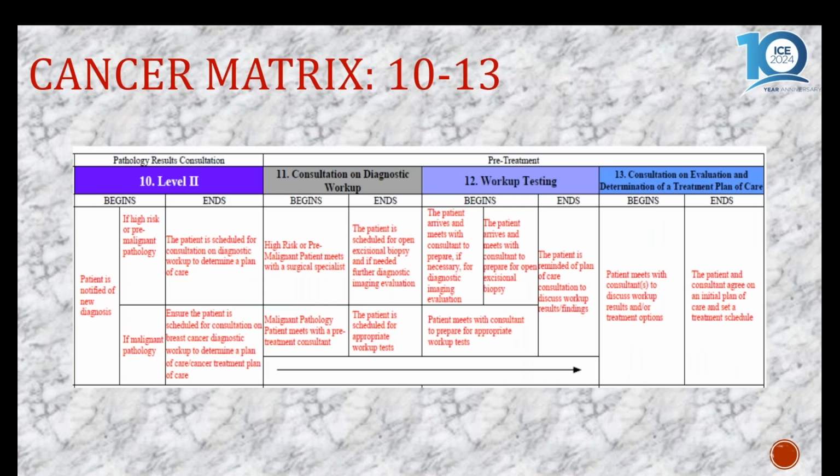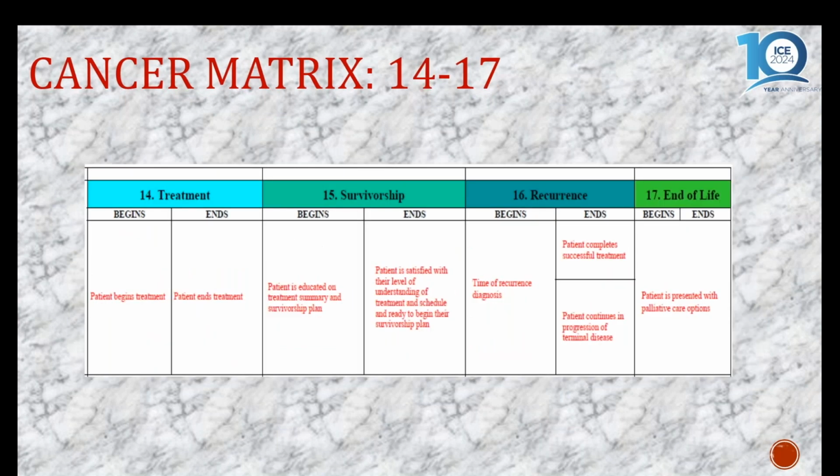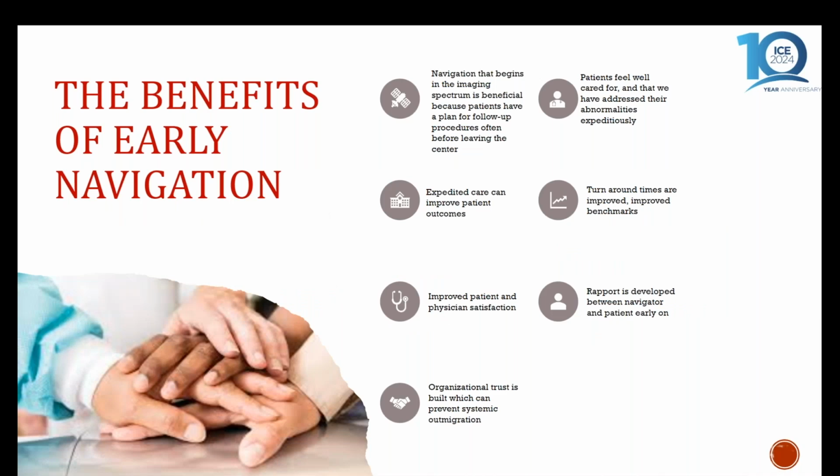And now we start with the cancer matrix: pathology results, consultation on the diagnostic workup testing, treatment, survivorship, recurrence, end of life. So that's the matrix that the NCBC came up with, and it's just everything that happens from patient recruitment to end of life. Obviously, not all patients are going to experience every step in the matrix.